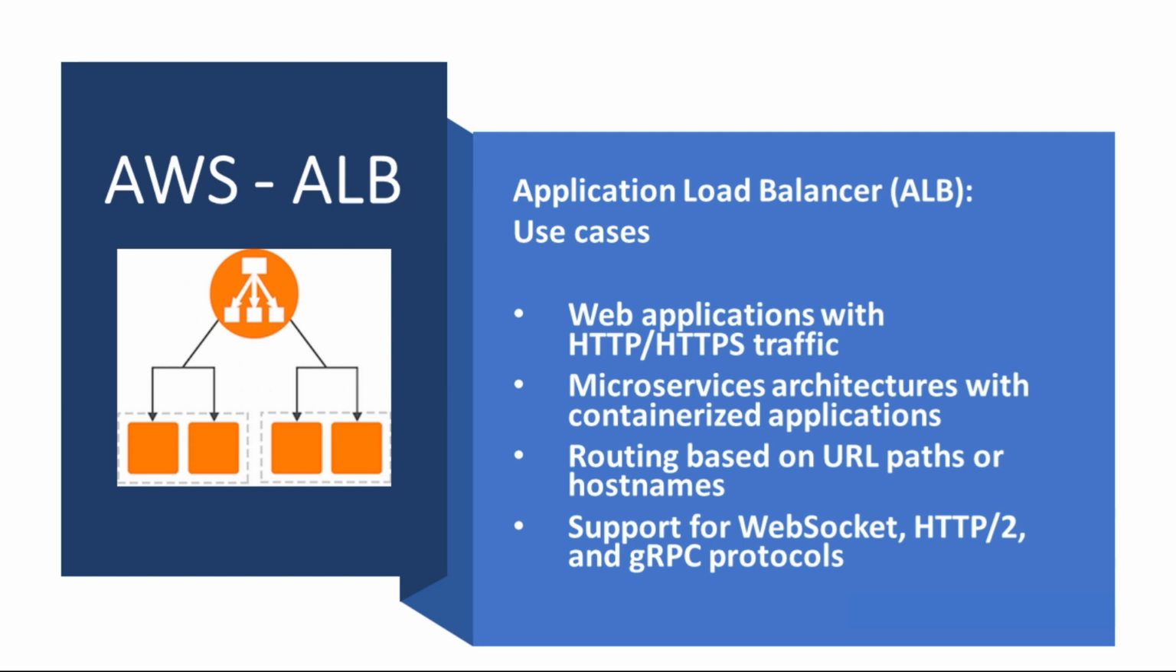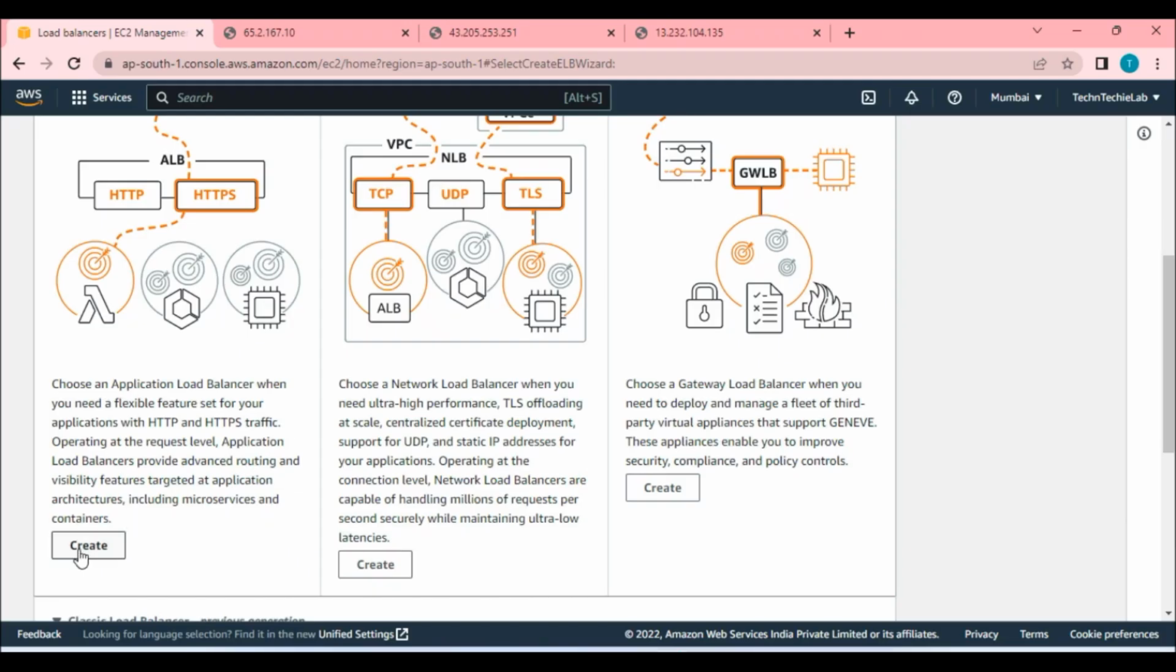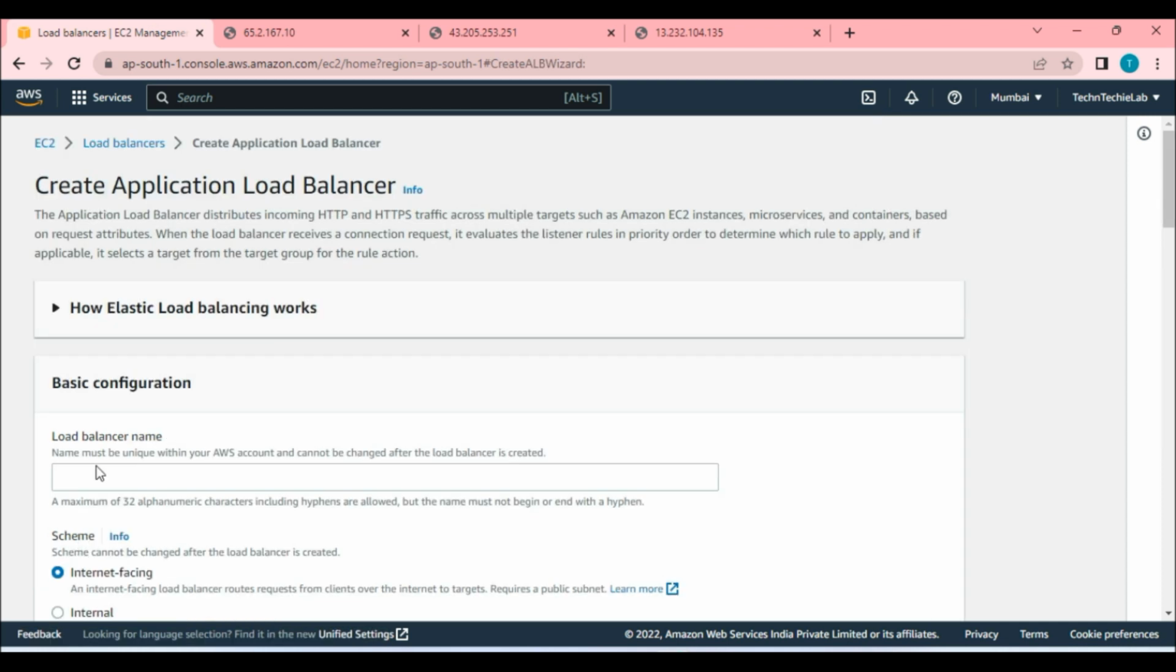Now we'll see use cases. Web applications with HTTP, HTTPS traffic. Microservices architectures with containerized applications, routing based on URL path or host names, support for WebSockets, HTTP version 2 and gRPC protocols.